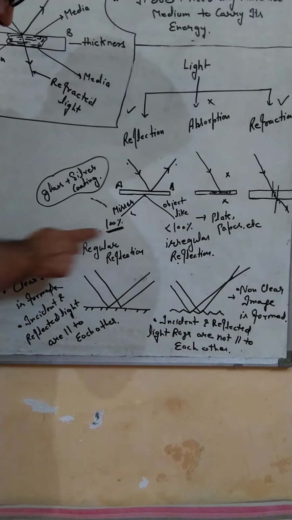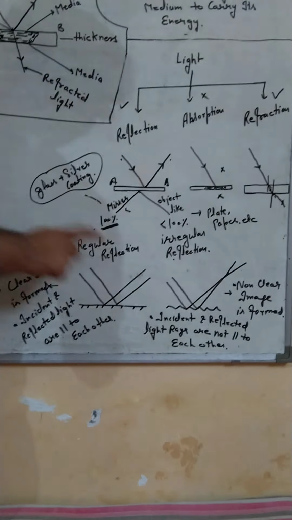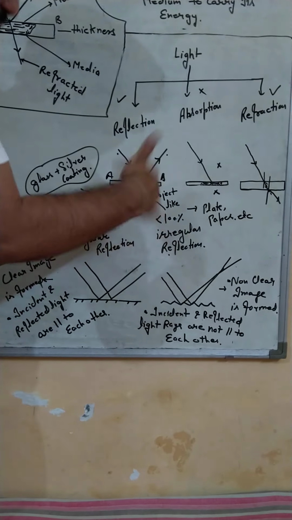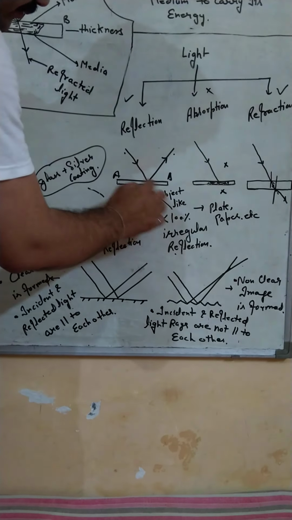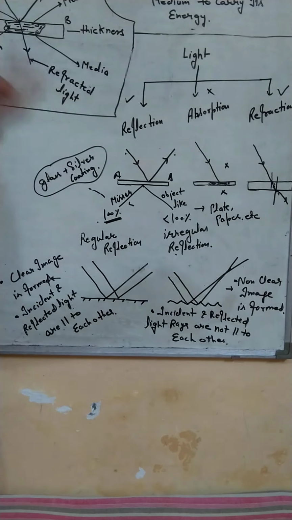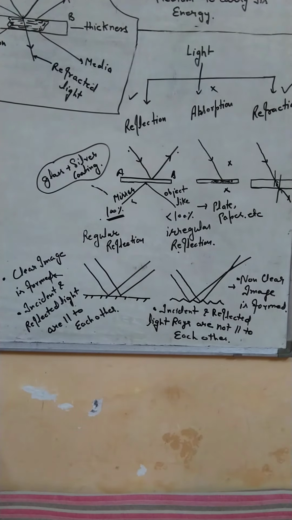In case of regular reflection, a mirror is used, while in case of irregular reflection, or it may be called diffused reflection, we use objects like plate, paper, utensils, etc.